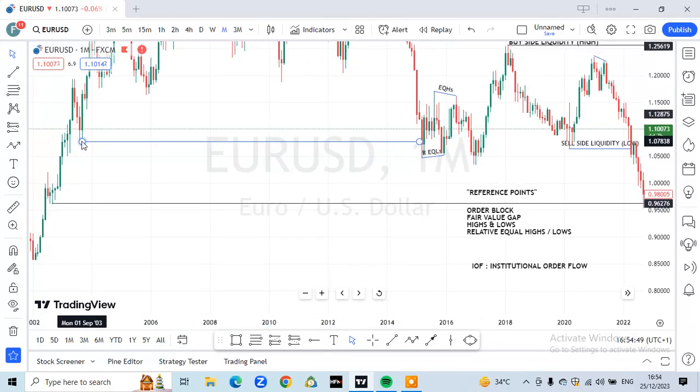See, that is a what? This is an old low, a former low. So market took it out, began to go up into a reference point, came down. Do you understand that? Yes, same thing it did there. It just came out, took out these relatively equal lows, went up.